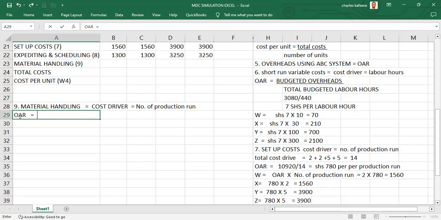The OAR will be the budgeted cost. For material handling, we are budgeted for 7,700 shillings. We divide that by 14, which is our total number of production runs, and this will give us 550 shillings per production run.